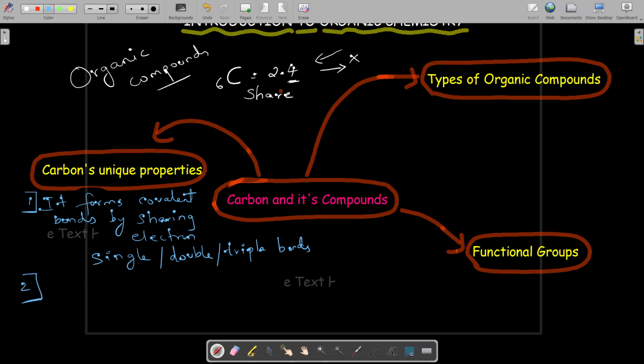And then the second unique property is that carbon atoms can join to each other. When they join to each other using single, double, or triple bonds, they can form very long chains. Atoms of other elements can then attach to these chains. This property is called catenation, where it forms long chains. So carbon is attached to another carbon, to another carbon, to another carbon. So carbon atoms join to each other.